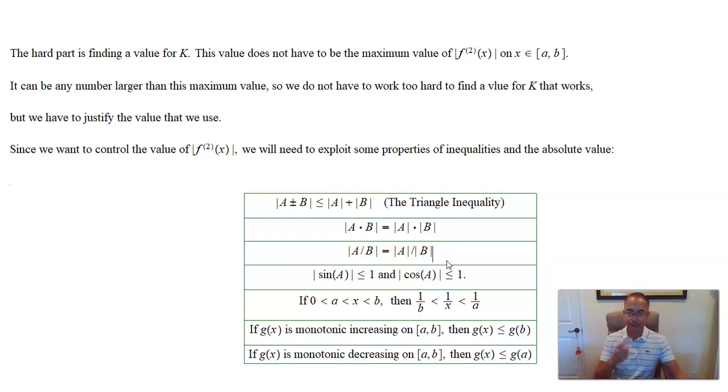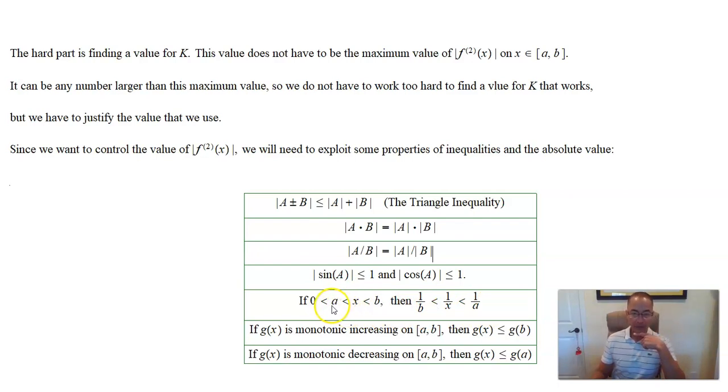You already know that. We dealt with cosine 1 over x, so we also know that the absolute value of the sine function, sine of anything, is at most 1. Cosine of anything is at most 1. Okay, monotonicity. So this is a particular instance of monotonicity.